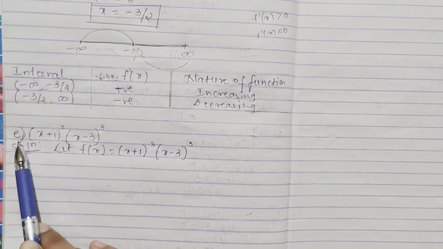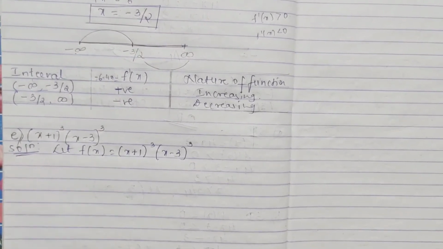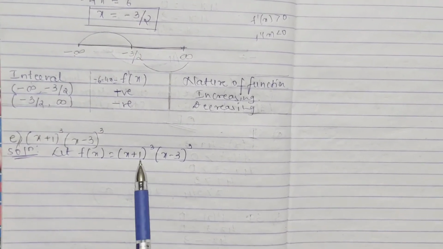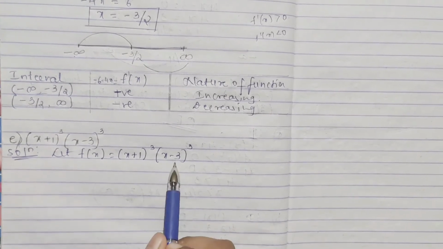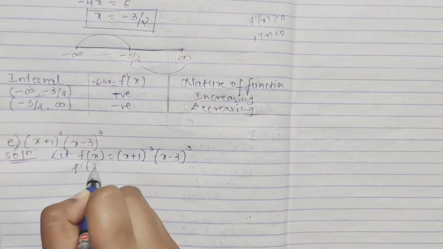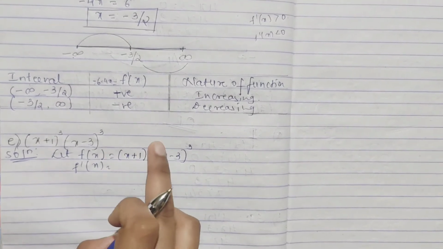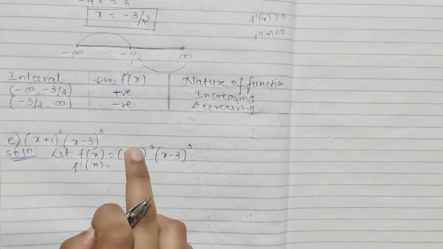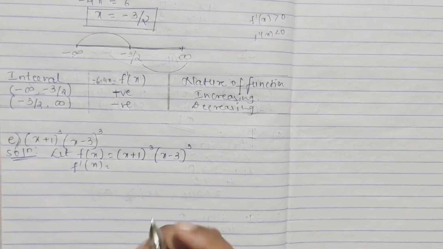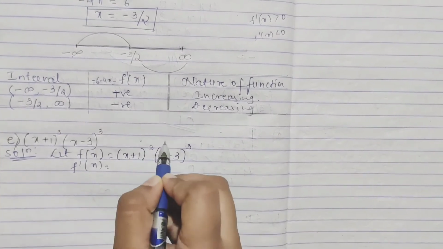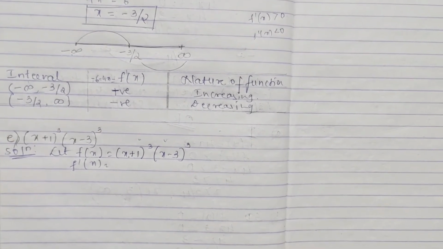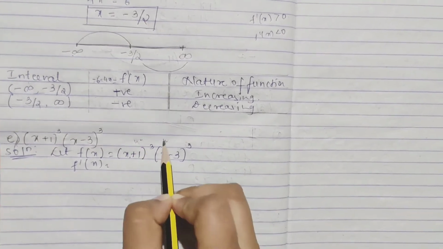So we will see E1: x plus 1 whole cube, x minus 3 whole cube. So f of x is x plus 1 whole cube, x minus 3 whole cube. What we have to do, f dash of x. See here f dash of x, it is in u into v form, and again interior also is there, x raised to n, and again interior. So chain rule you have to apply. Considering your uv, right?